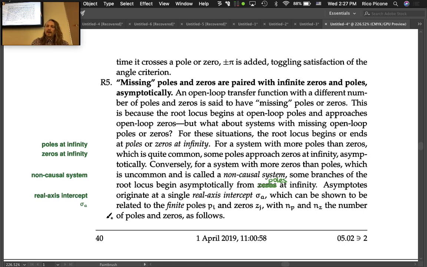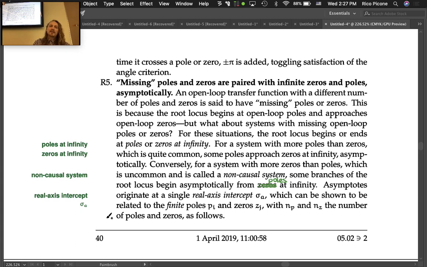Conversely, and rarely, for a system with more zeros than poles, which is uncommon and is called a non-causal system, some branches of the root locus begin asymptotically from poles at infinity. Okay, there's a typo there. You notice in your text it says zeros at infinity. Actually, it should be poles at infinity.